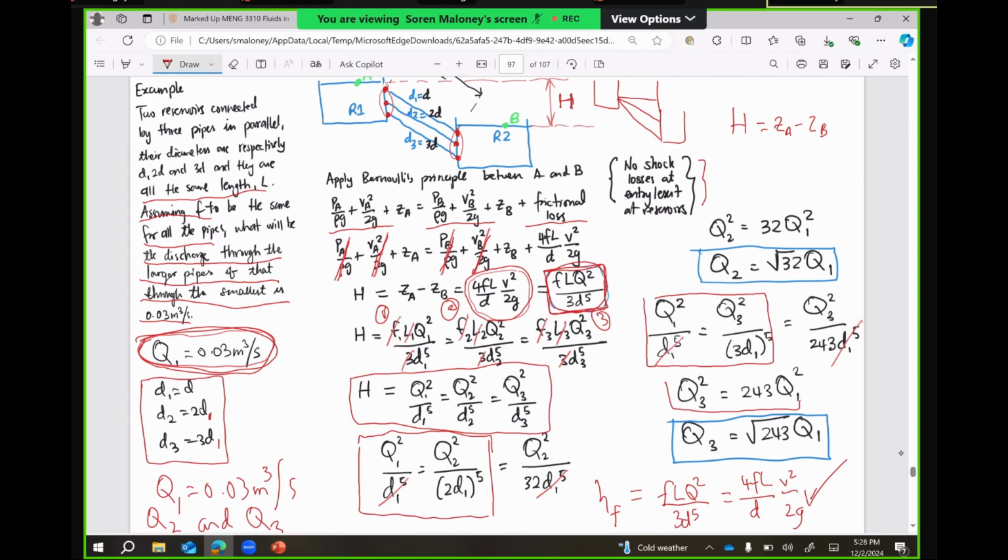So H for these three pipes would be the same for each one, right? But the problem gives me the flow rate and diameter. I know what the flow rate is for the first pipe, and I know the relationship between the diameters for each pipe. So that's why, and let me go back to here.